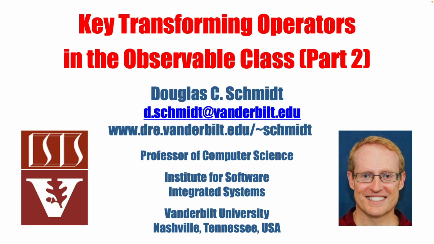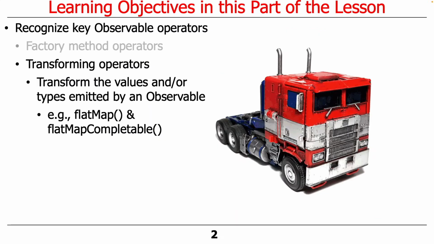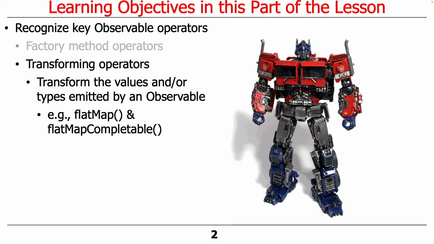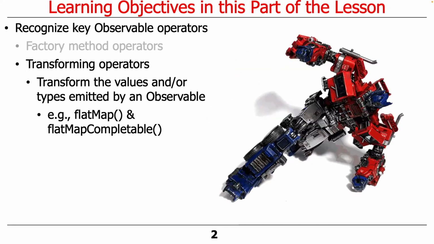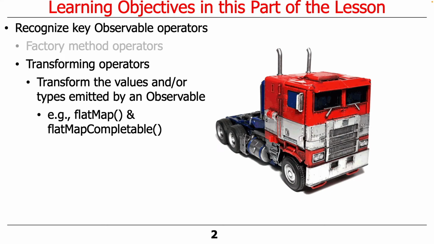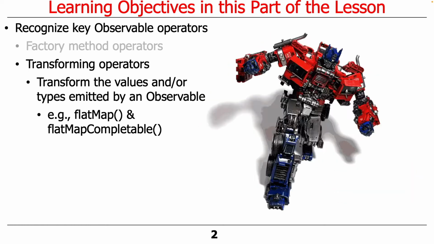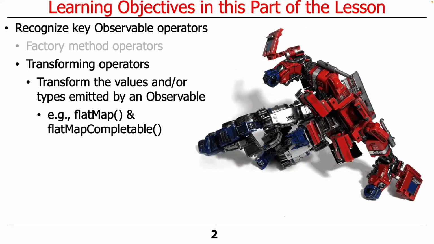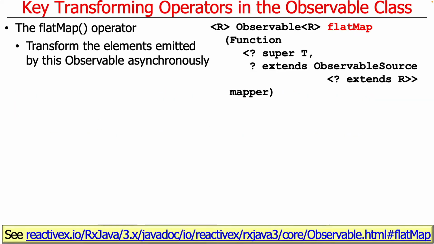We're now going to turn our attention to yet another type of transforming operator that's defined in the observable class. This is a very important discussion because you'll need to know how to do this for your assignment, number 4A. And remember, transforming operators transform values and or types that an observable emits, like a transformer toy. And we're going to look at two of them here, flatMap and flatMapCompletable.